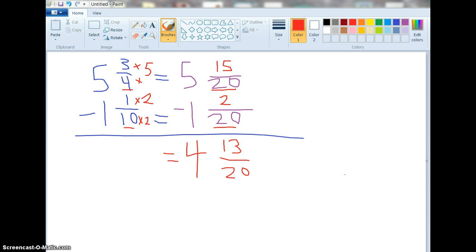With your answers, again, make sure that the fraction part is in lowest terms. And if your answer ends up as an improper fraction, convert it and show how you convert it into a mixed number. In the next video, I will show you another way to add and subtract mixed numbers.